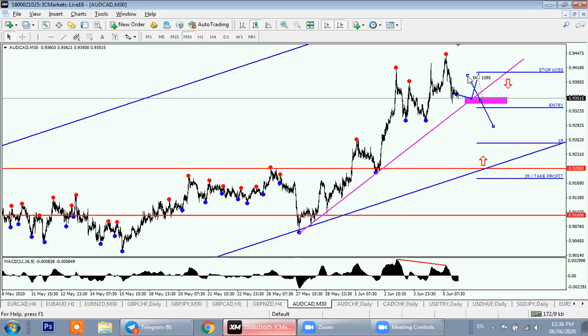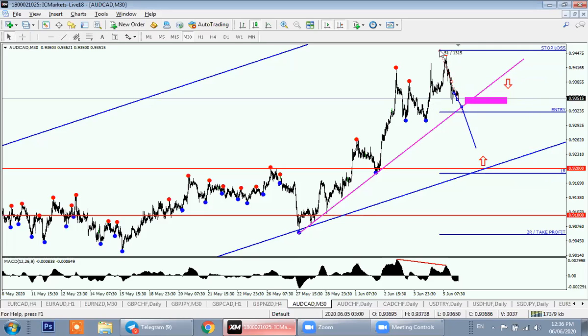So if price, let me give you another scenario. If price forms a new blue dot around here, and then breaks it downward, then our entry would be around here, and here's our stop loss. Then I don't recommend this entry, as the risk to reward ratio would be very bad.